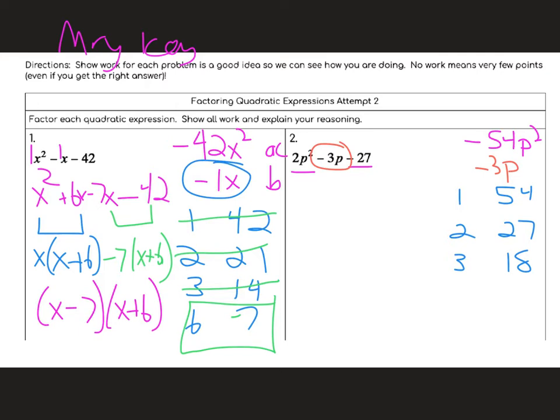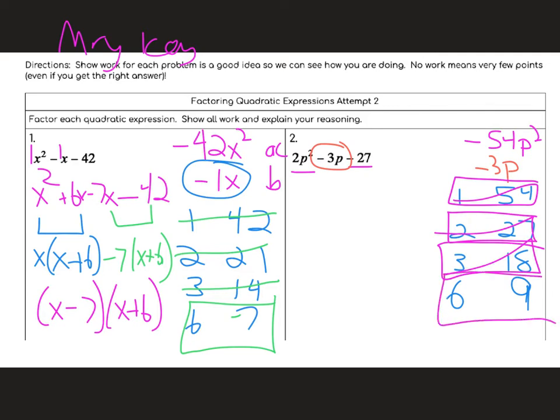4 doesn't work, 5 doesn't work, 6 works, 6 and 9, 7 doesn't work. Okay, so I'm done. So I want to get negative 3. 1 and 54 do not make negative 3. 2 and 27 do not make negative 3. 3 and 18 do not make negative 3. 6 and 9, if I make the 9 negative, I get a negative 3. So rewrite the initial question, 2p squared minus 27, leaving the first and the last, but rewriting the middle term, 6p, because this is really 6p and negative 9p.